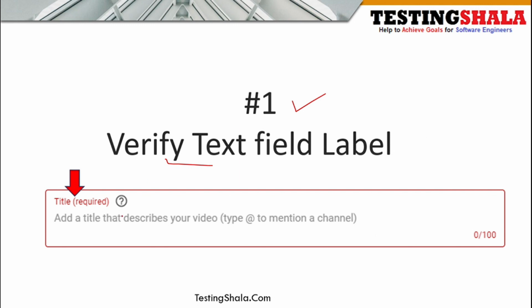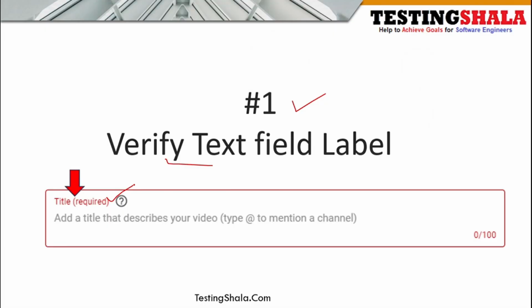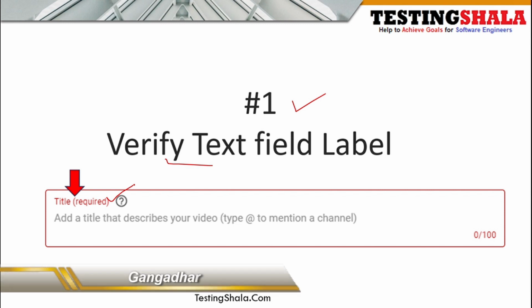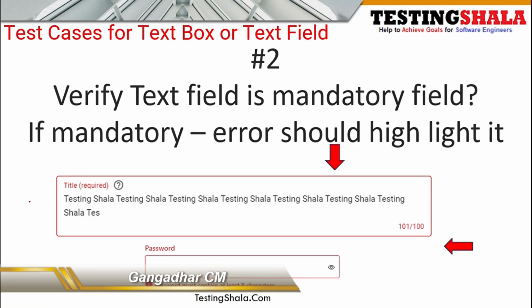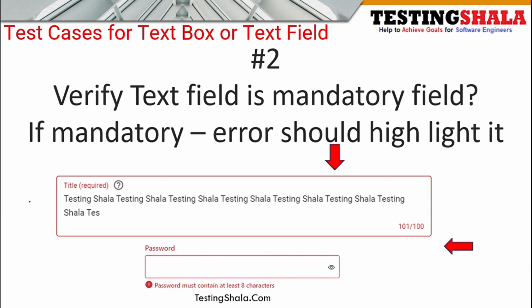The first test case is to verify the text field label. Every text field or text box should have a label. It should have a clear and meaningful label for every text field in order to identify that text field or text box.